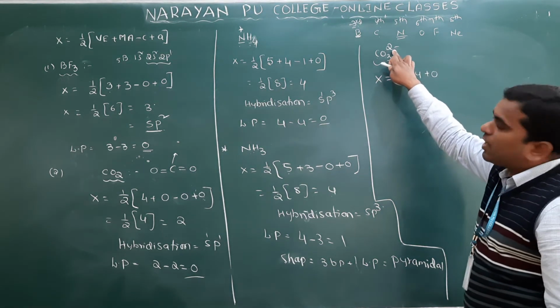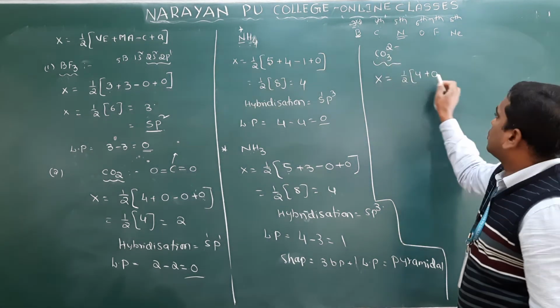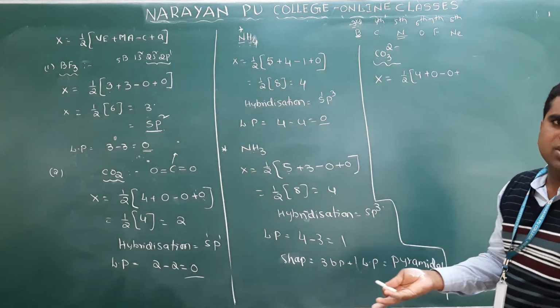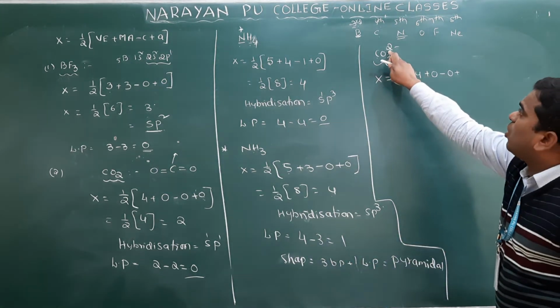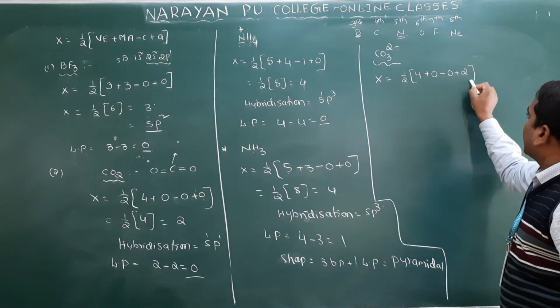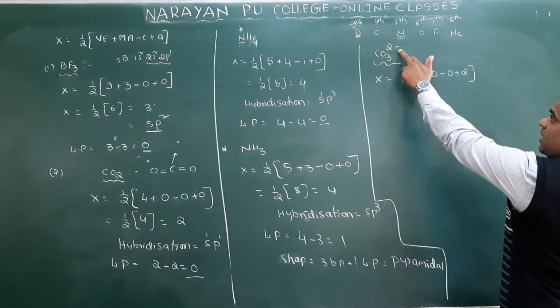Is it an anion or cation? It is an anion. So the charge on the cation will be 0. It is not a cation, so we need not write any charge. Anion: how much is the charge? 2. So that's why you have to write that 2. Don't write minus 2 here.